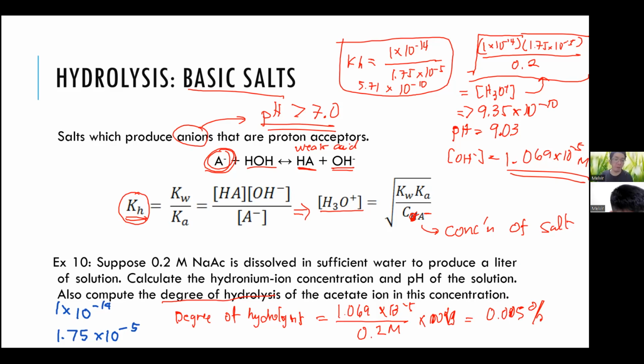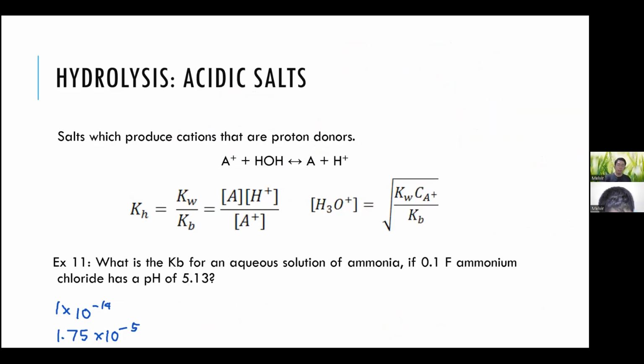Imagine, when you put in sodium acetate and the concentration is 0.2 molar, you will only produce 1.069 times 10 to the negative 5 molar OH minus from that salt. So that is a 0.005% degree of hydrolysis. Okay? So, that is your degree of hydrolysis. Now, this one is for you. Salts which produce cations that are proton donors. You can solve it even on Jamboard.